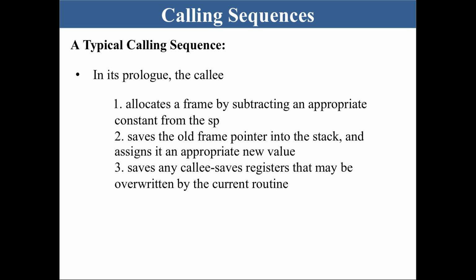In its prologue, the callee allocates a frame by subtracting an appropriate constant from the stack pointer, and it saves the old frame pointer into the stack and assigns it an appropriate new value, and saves any callee-saves registers that may be overwritten by the current routine, including the static link and return address if they were passed in the registers.